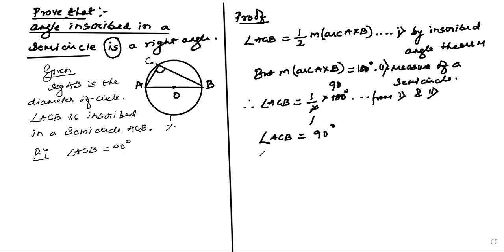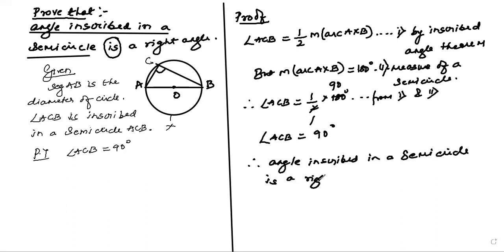Please write the statement. Therefore, in every theorem, whenever you prove a theorem, you will not write this question. You will draw the picture, you write given, prove that, proof. So rewrite the statement in the end. Therefore, angle inscribed in a semicircle is a right angle. I hope everybody got me here.